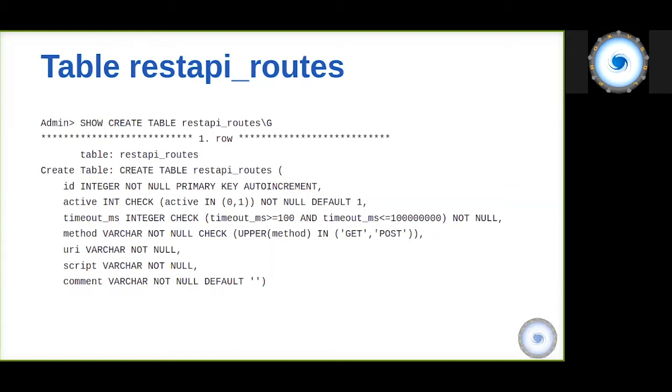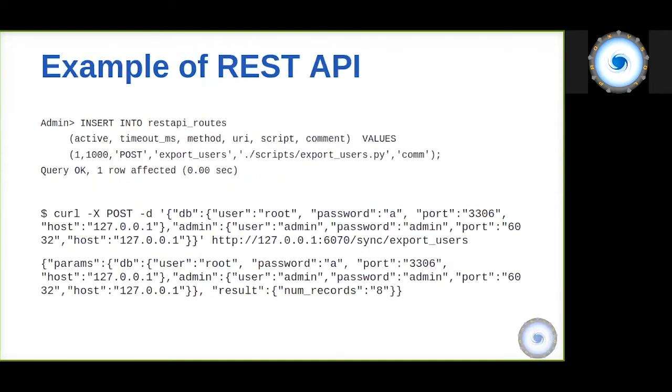Then the URI. The script is basically the executable that ProxySQL is going to call, passing the arguments if the HTTP client has passed any. And then an optional comment that could be anything. Now, here is an example of how to actually configure it. You basically have to insert a row into restapi_routes. This is the classic way of configuring features in ProxySQL.